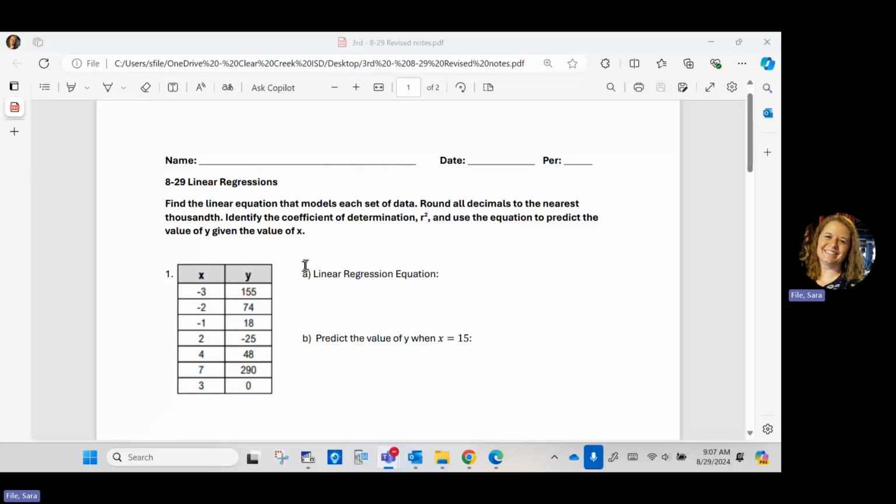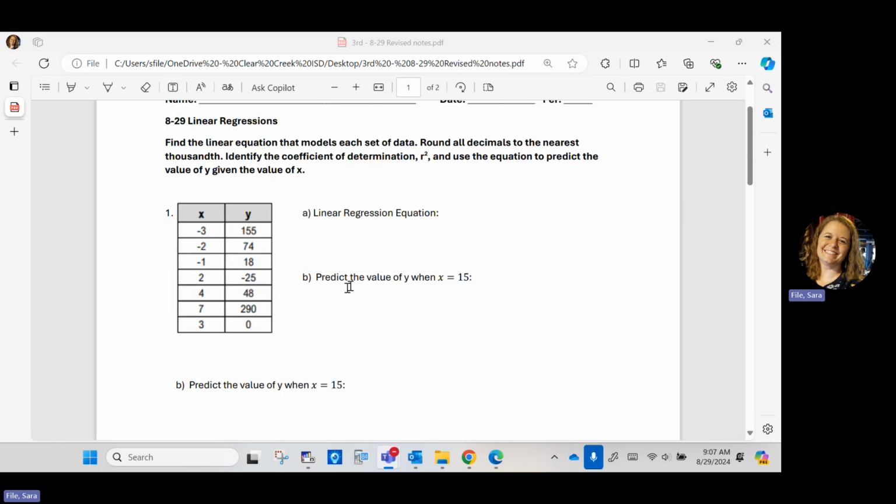Of linear regression, we're going to be continuing to practice the process of using data to work backward to come up with an equation to model that scenario. There is one typo on here. I don't know why, but in number 1, this data set has A and B listed twice. So we're just going to mark out that second B.